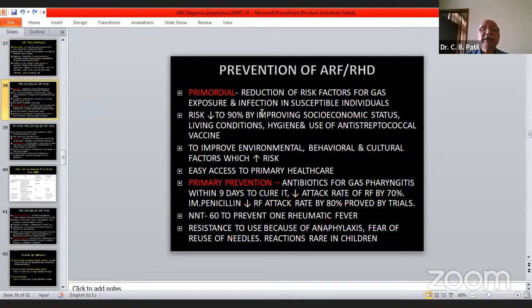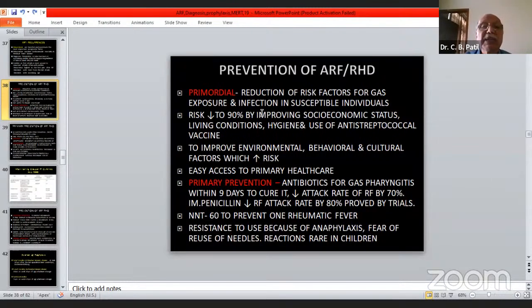So how to prevent acute rheumatic fever? Because it causes heart damage in very young children and young adults. That's why we must prevent acute rheumatic fever and rheumatic heart disease. So there are 3 ways.